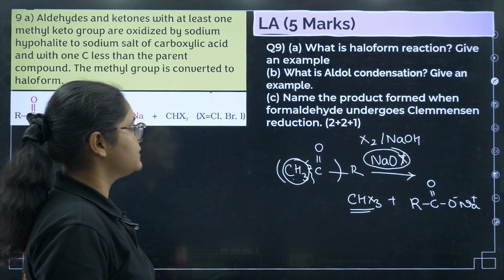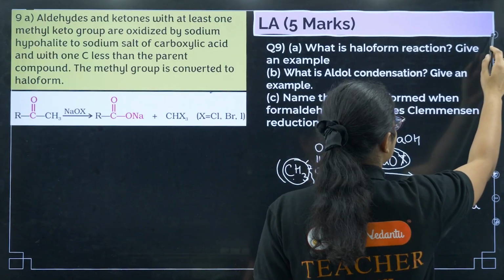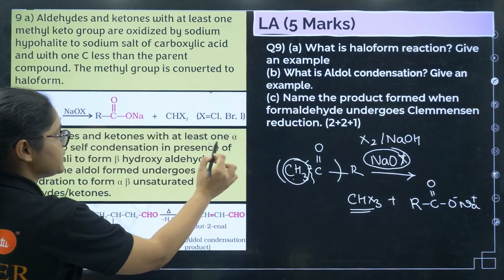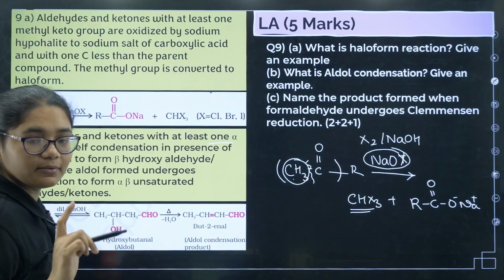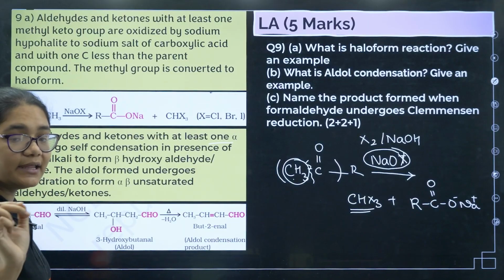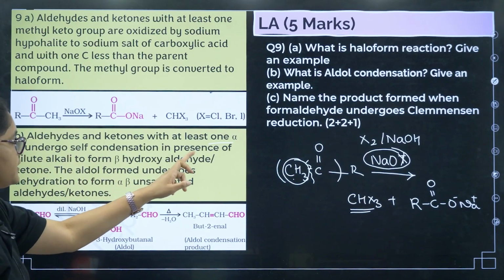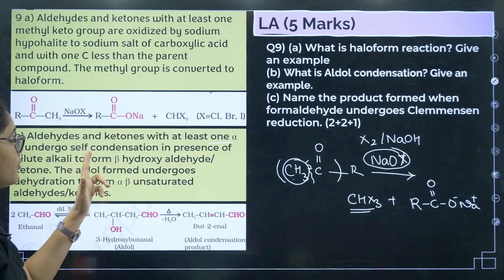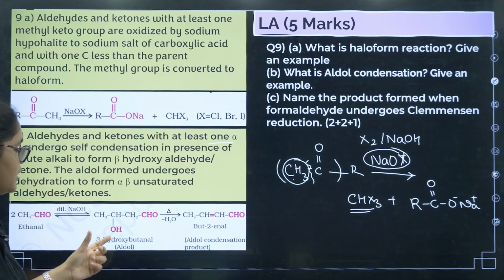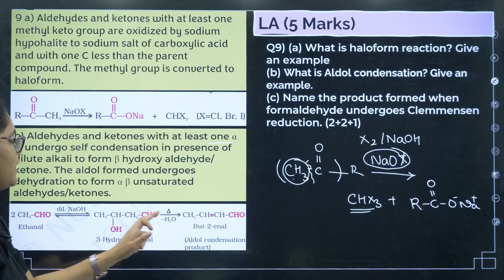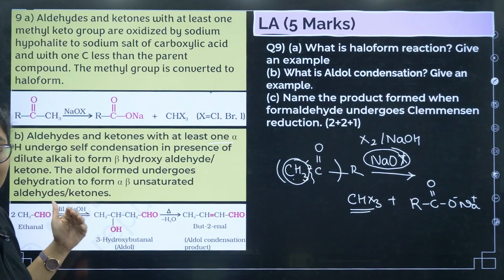Next, what is aldol condensation, and then give an example. So aldol condensation, we all know what it is. Aldehydes and ketones with at least one alpha hydrogen. Remember, in the Cannizzaro reaction there should not be any alpha hydrogen, but in aldol condensation we need at least one alpha hydrogen. It undergoes self condensation in the presence of dilute alkali to form a beta hydroxy aldehyde or ketone. After that, on heating it undergoes dehydration to give you alpha beta unsaturated aldehydes or ketones.